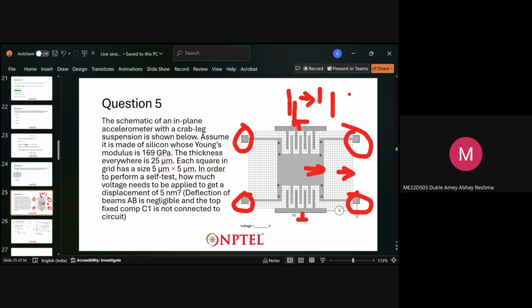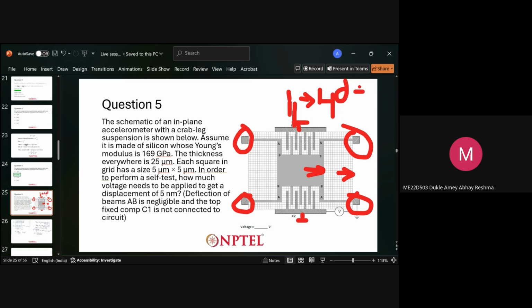As I told you earlier, when the acceleration happens, you will see the change in distance, and the change in distance leads to a change in capacitance. Change in D leads to change in C, which gives us the value of acceleration. But first we need to calibrate the sensor, right? To calibrate the sensor, what they are asking is how much voltage should we apply here so as to get the displacement of 5 nanometer?